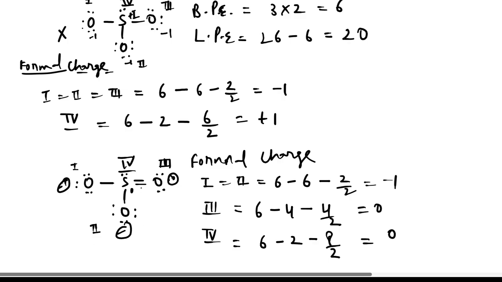And how did we compare? We compared based on the formal charge. According to the formal charge, any structure where the least number of atoms have any kind of charge will be more stable.